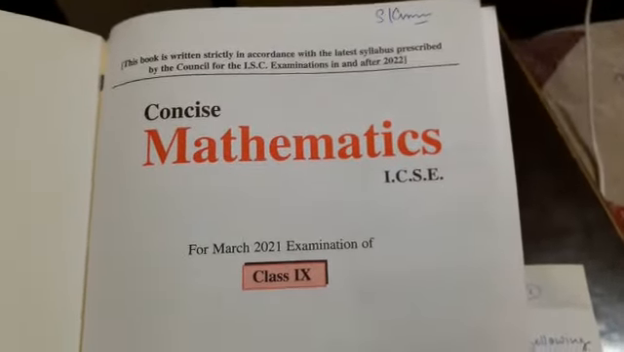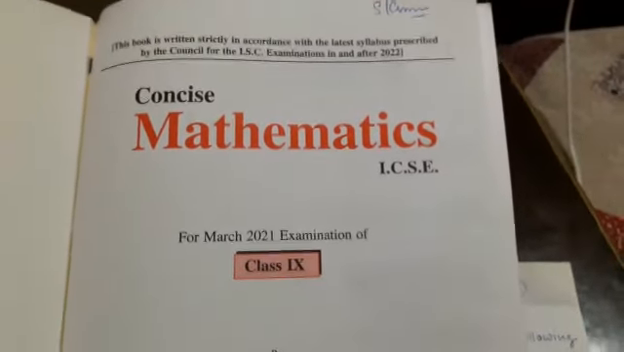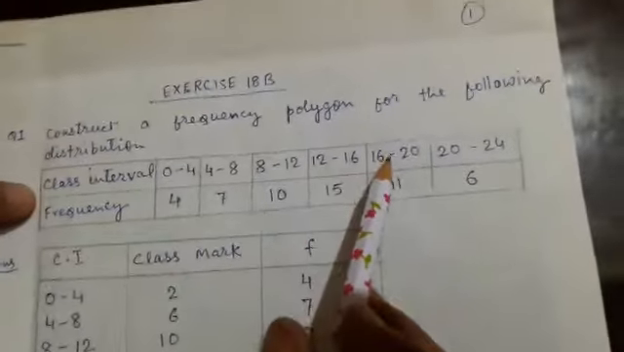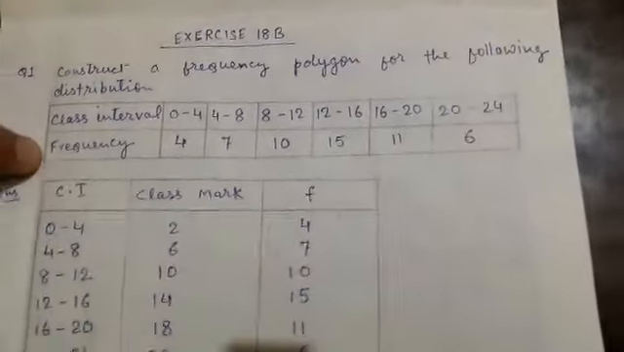In the previous class we have completed exercise 18A. Now we will start exercise 18B. The first question of this exercise is: construct a frequency polygon for the following distribution. Class intervals 0 to 4, 4 to 8, 8 to 12, 12 to 16, 16 to 20, 20 to 24 are given. Frequencies 4, 7, 10, 15, 11 and 6 are given.